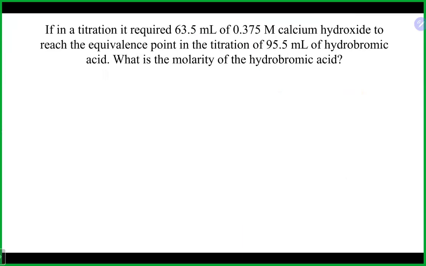All right, let's try one more here to wrap it up. If in a titration, it required 63.5 milliliters of 0.375 calcium hydroxide to reach the equivalence point in a titration of 95.5 milliliters of hydrobromic acid, what is the molarity of the hydrobromic acid? So give it a go there, go through those four steps and see what you end up with.